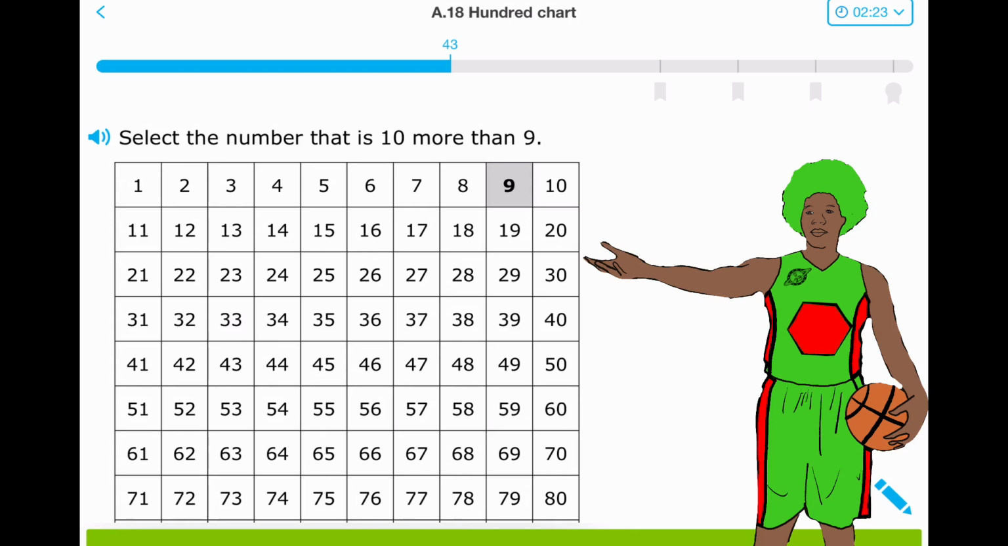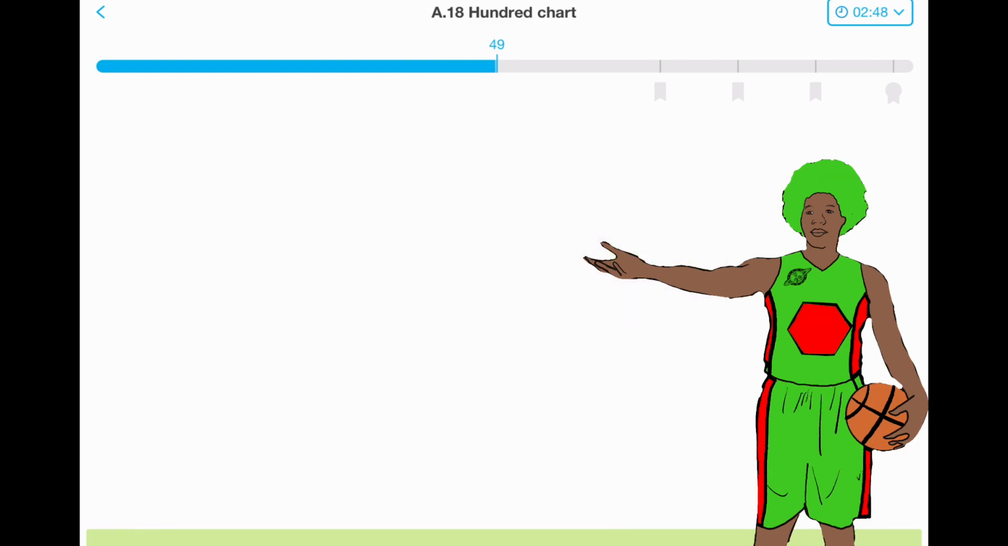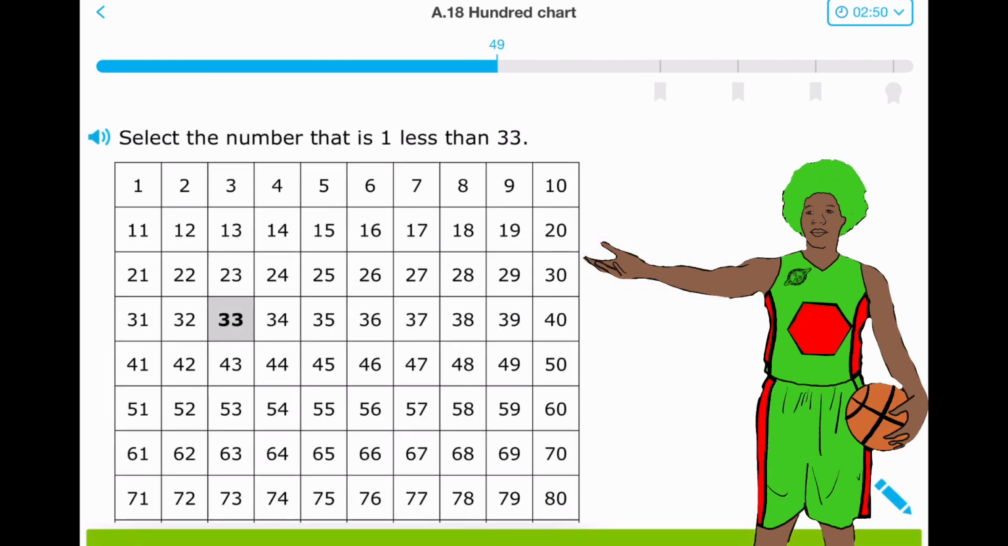That's right. Select the number that is 10 more than 9. Okay, now here's a couple ways I could do this. I can either start at the 9, which they have shaded in, and I can count on 10, or I can just say, hey, go down. That's 10 more, because I can just put a 1 in front of the 9 and add 10. So that's how I'm going to do mine. I'm not going to waste my time counting 10.